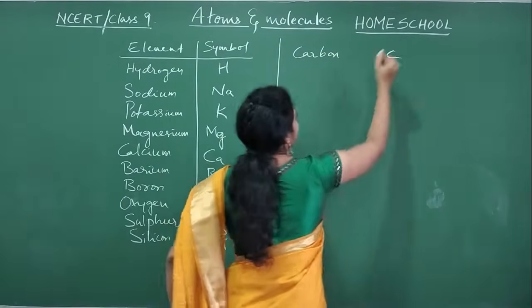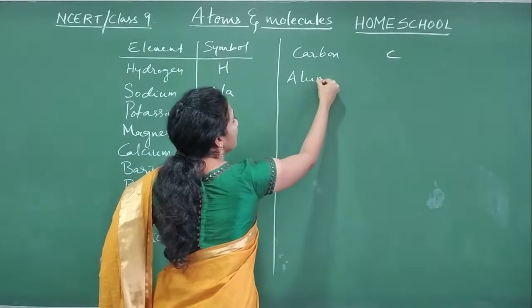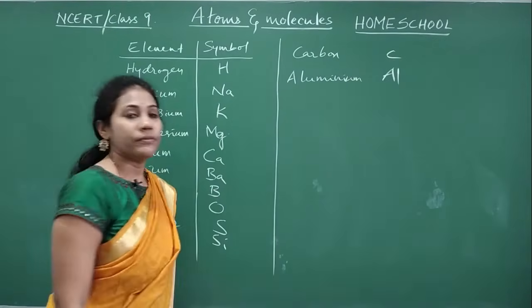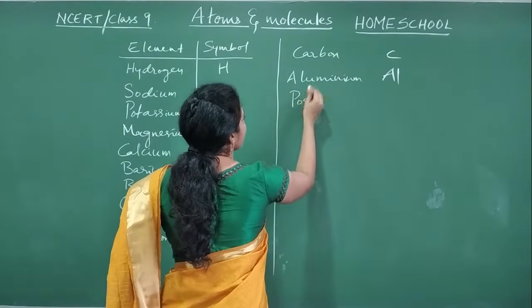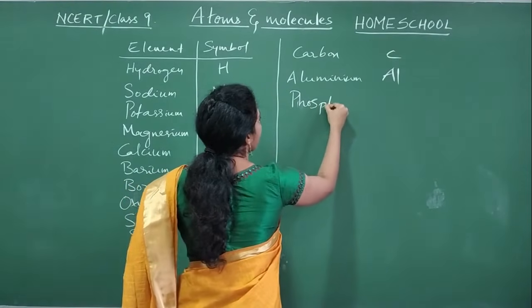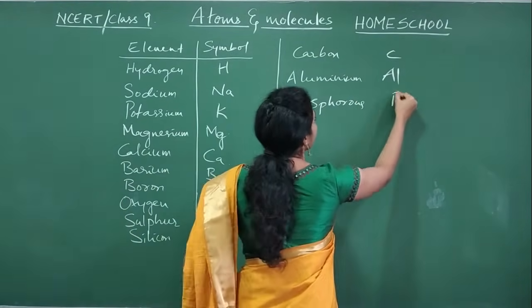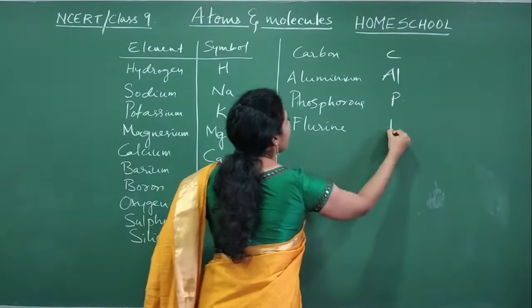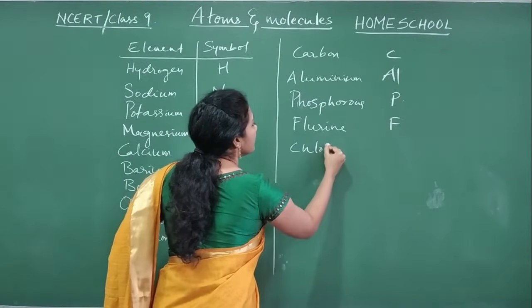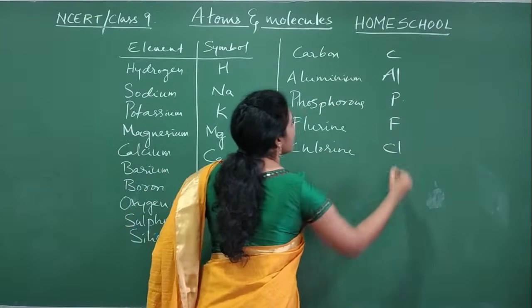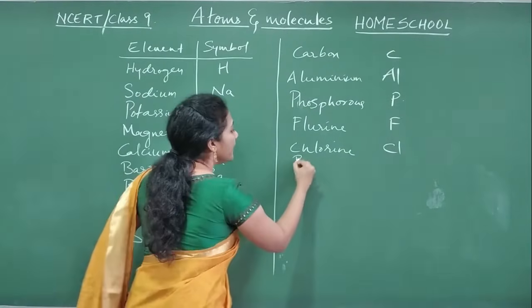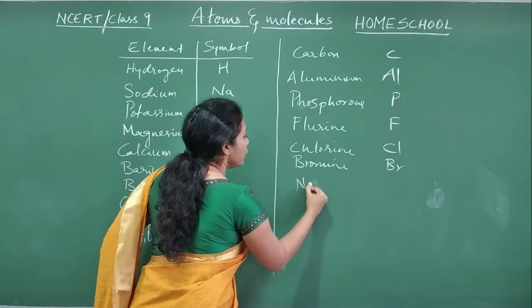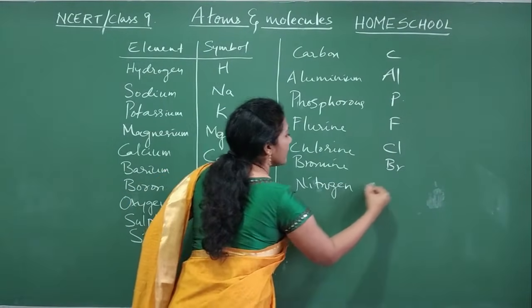Carbon, C. Aluminium, what is the symbol? Al. Phosphorus, P. Fluorine, F. Chlorine, Cl. Bromine, Br. Nitrogen, N.